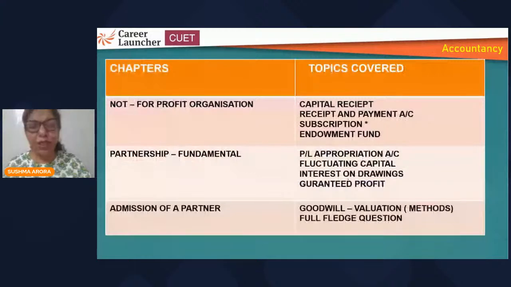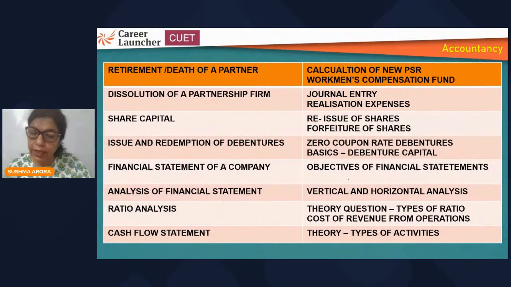Next, see what topics are covered. For NPO: capital receipts, receipts and payments, subscription and endowment fund. In partnership fundamentals, they have selected questions from appropriation, fluctuating capital, interest on drawings, and guaranteed profit. And this time they changed the question. This is the guarantee by the partner to the firm. Then admission, goodwill valuation, and one full-fledged question which will be in the case study.